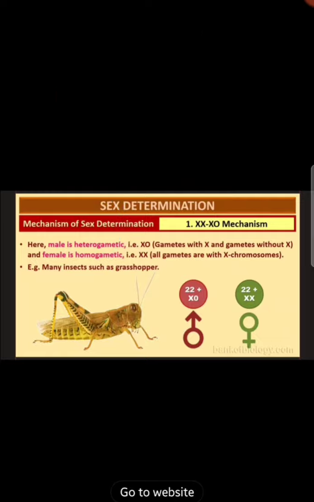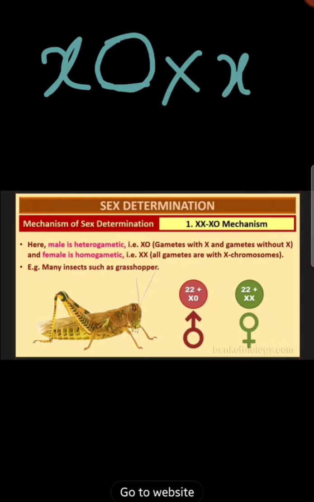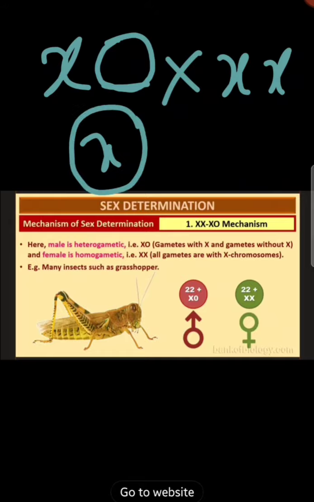This is what Henking observed. So as you can see, since the males are having only one X, we can denote the other part, we can fill it as 0, and females are having XX. Okay, so that means male will produce only one X and one 0, and female will have X.